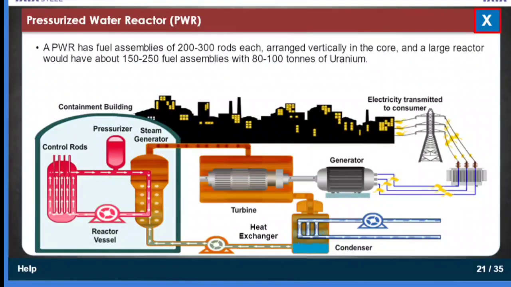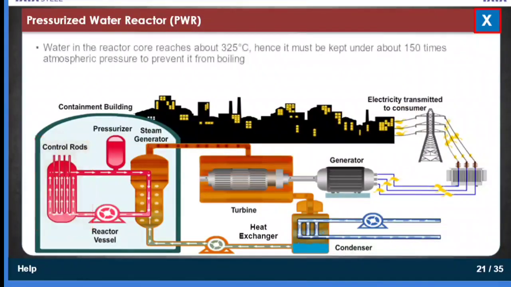A PWR has fuel assemblies of 200 to 300 rods each, arranged vertically in the core, and a large reactor would have about 150 to 250 fuel assemblies with 80 to 100 tons of uranium. Water in the reactor core reaches about 325 degrees Celsius. Hence, it must be kept under about 150 times atmospheric pressure to prevent it from boiling. Pressure is maintained by steam in a pressurizer.